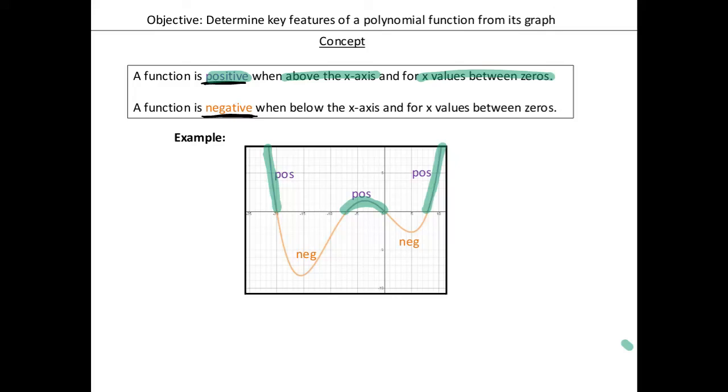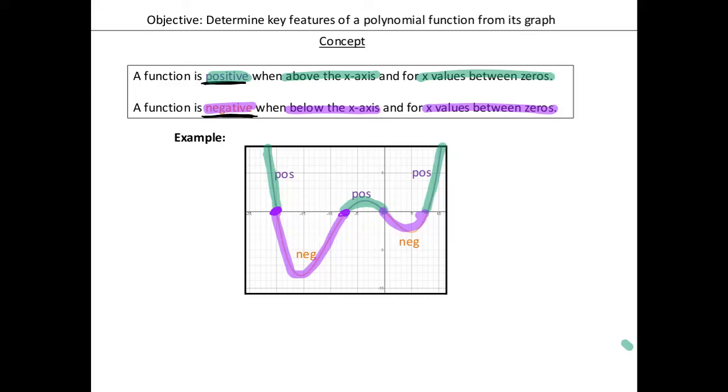For the function to be negative, I'm going to be using purple. For negative, I'm crossing out the top of the graph because it's below the x-axis. I have this section here and this section here for the negative, okay? So below the x-axis is negative for x values between zeros. Again, remember, we're looking at the values between the zeros.